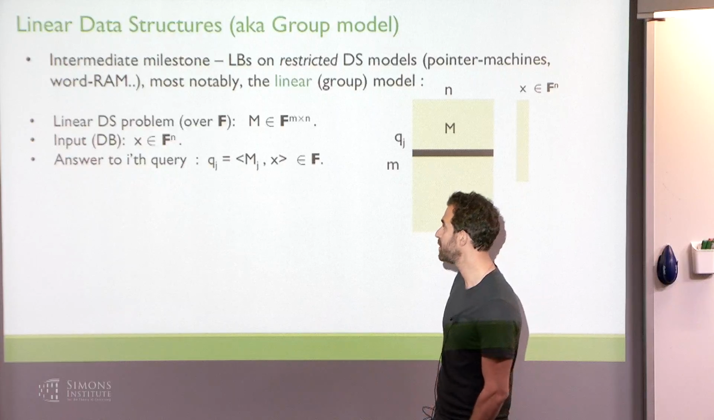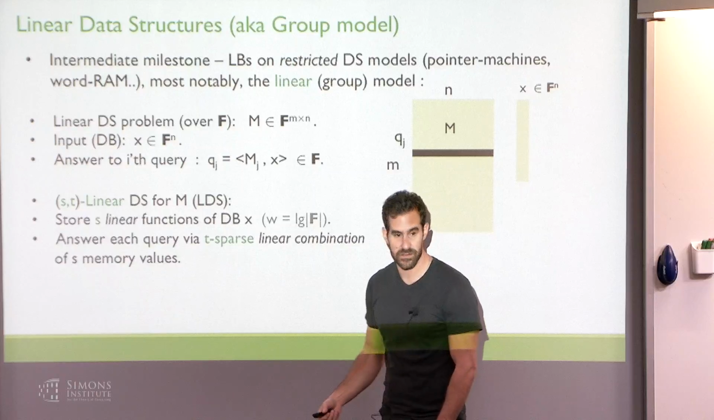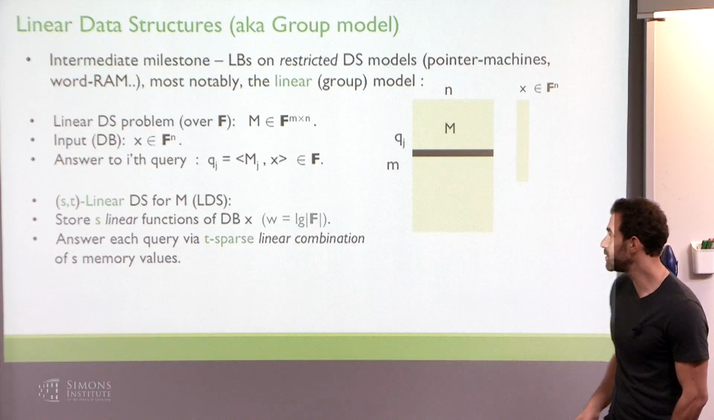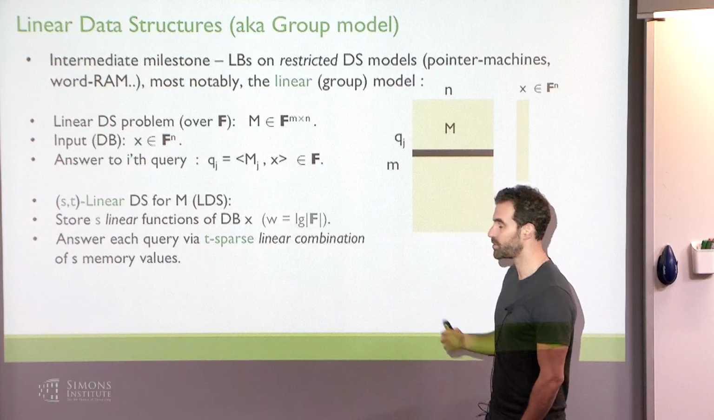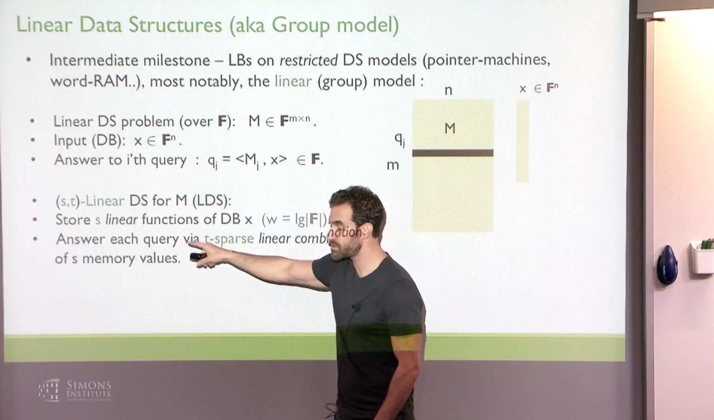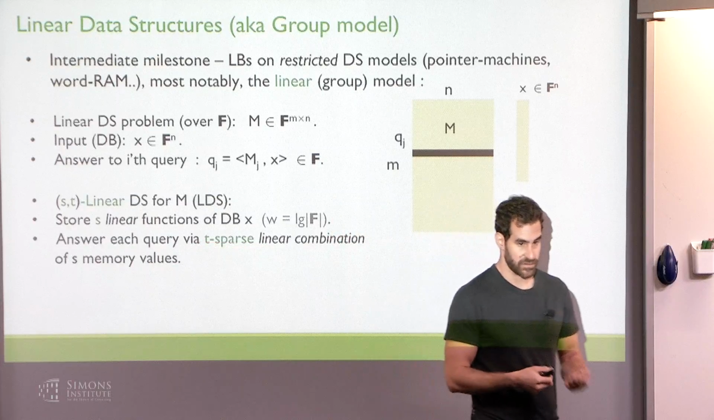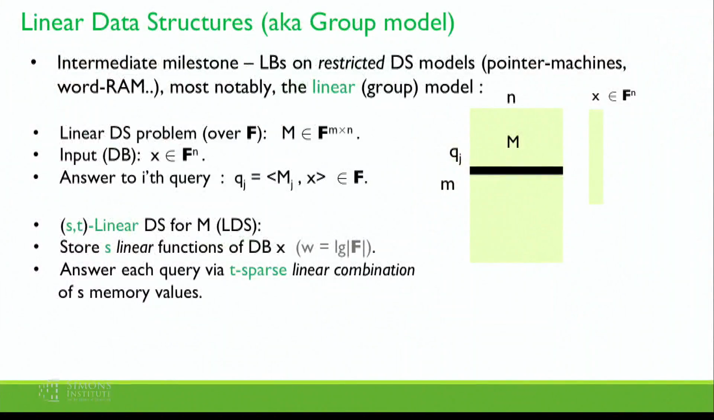So this is a linear data structure problem. An S-T linear data structure is what you would think: just restricting the gates of the circuit to being linear, similar to an arithmetic circuit. And so a linear data structure can store S elements of the field F. So basically S linear functions, but we will see this is without loss of generality.